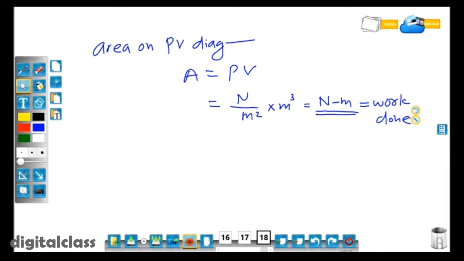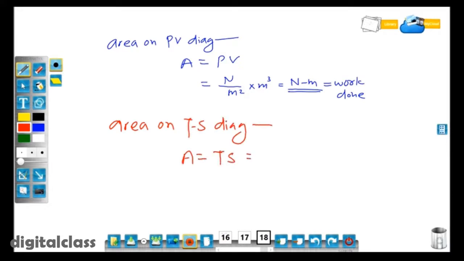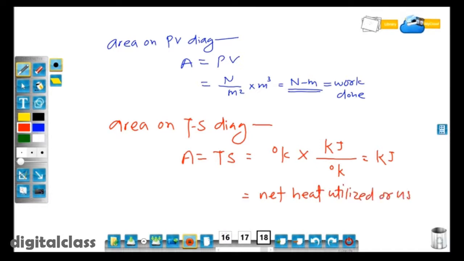Similarly we can see on a TS diagram. So here the area on a TS diagram is nothing but T into S. We know that the unit of temperature is Kelvin, and the unit of entropy is kilojoule per Kelvin. So finally we get kilojoule as the unit of the area. Here the area under the TS diagram gives us the net heat utilized or used. So this is nothing but Q addition minus Q rejection.